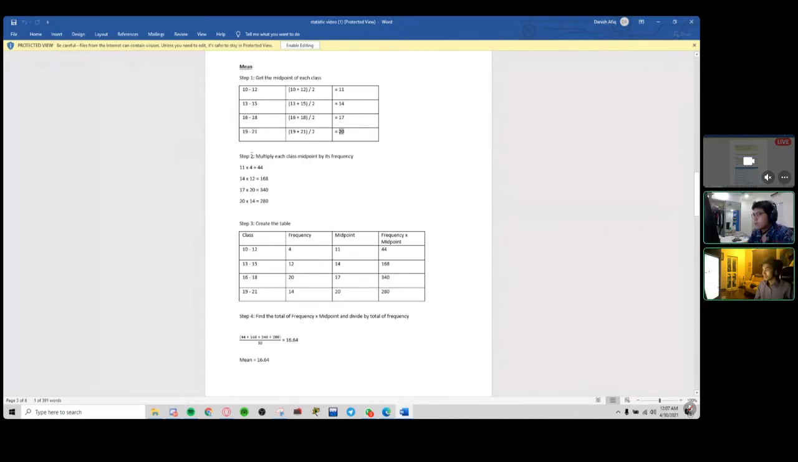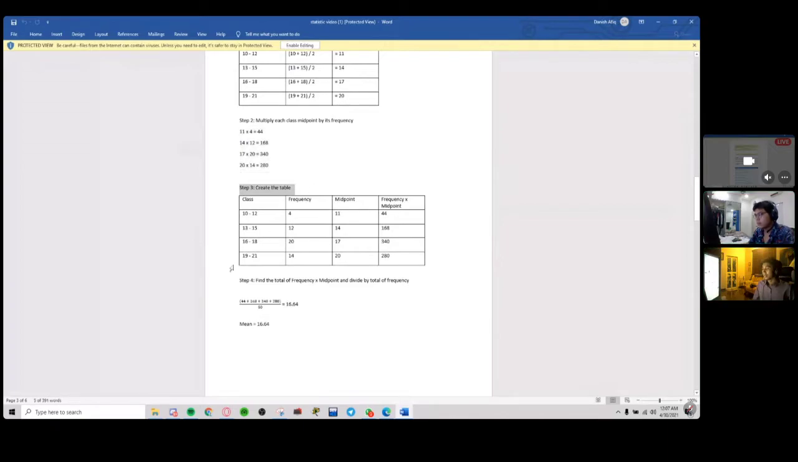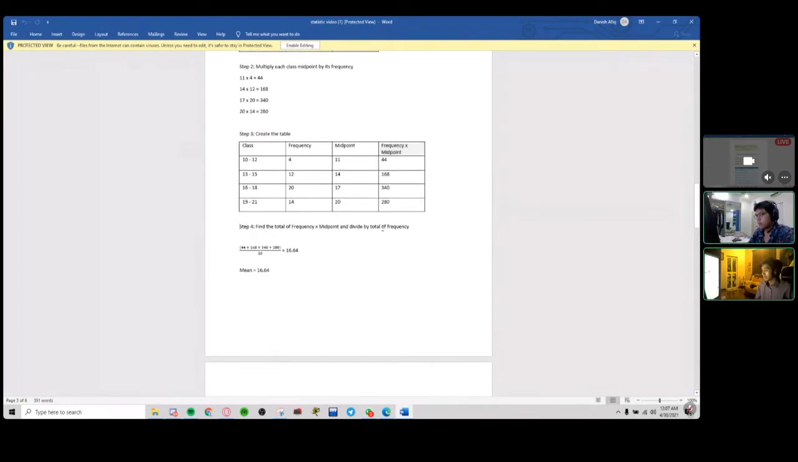Step 2, we have to multiply each class midpoint by its frequency. For example, as you can see, it's 11 times 4 is 44, and so on. Step 3, we have to create the table to find the frequency times midpoint. Step 4, we have to find the total of frequency times midpoint and divide by total of frequency. As you can see the calculations, we would get the mean is 16.64.